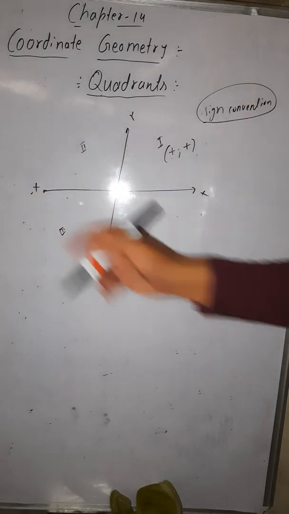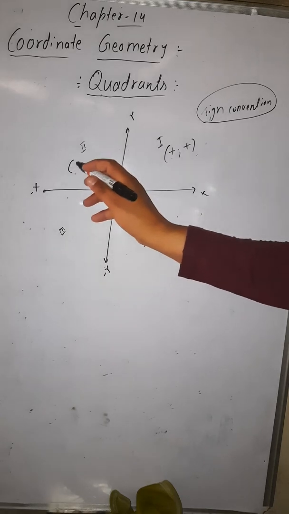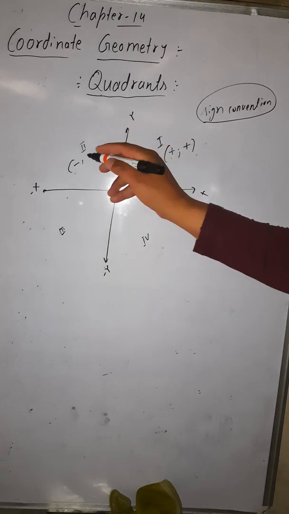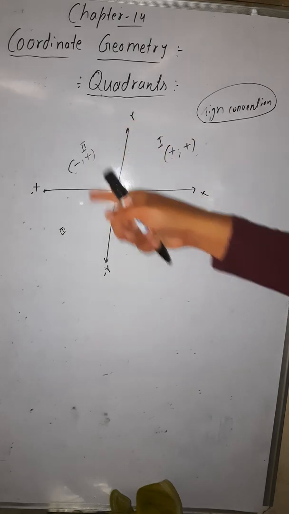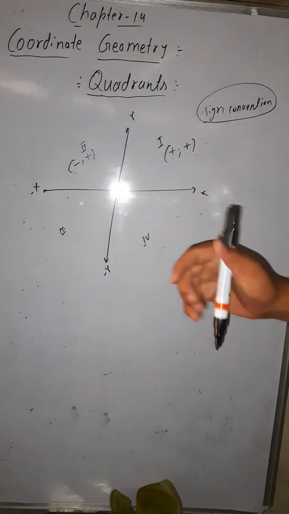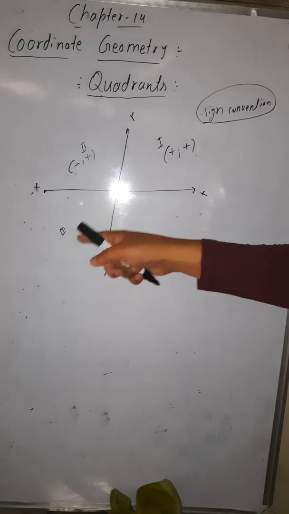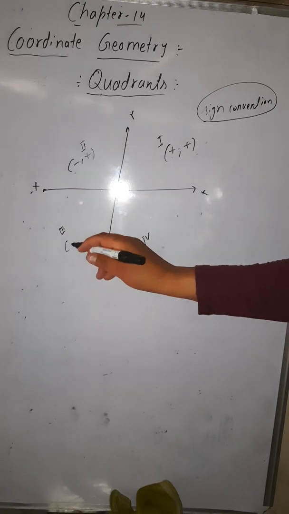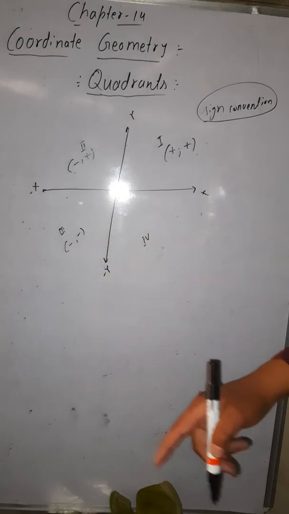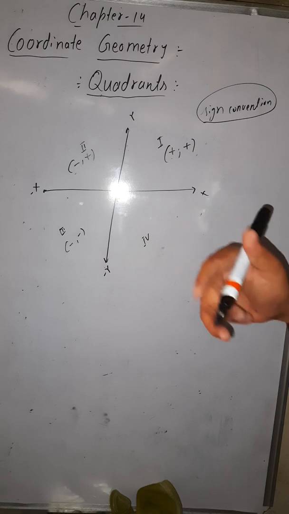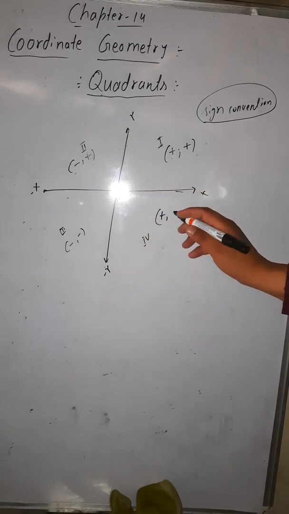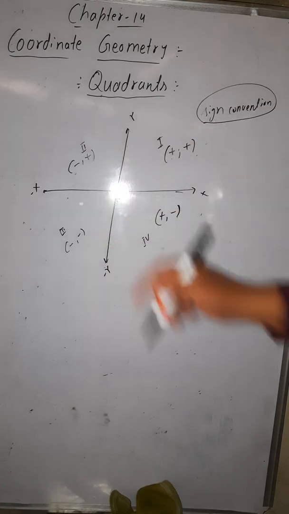Okay, now move to the second quadrant. In the second quadrant, if you see the x coordinate, the x coordinate is negative here. Okay, and the y coordinate is again positive. So minus plus, this sort of points will lie in the second quadrant. Are you getting it? Very good. Now in the third quadrant, x is negative and y is also negative. So both x as well as y will be negative in the third quadrant. Now if you see in the fourth quadrant, here you can see x is positive and y is negative. So this is the sign convention in the different quadrants.